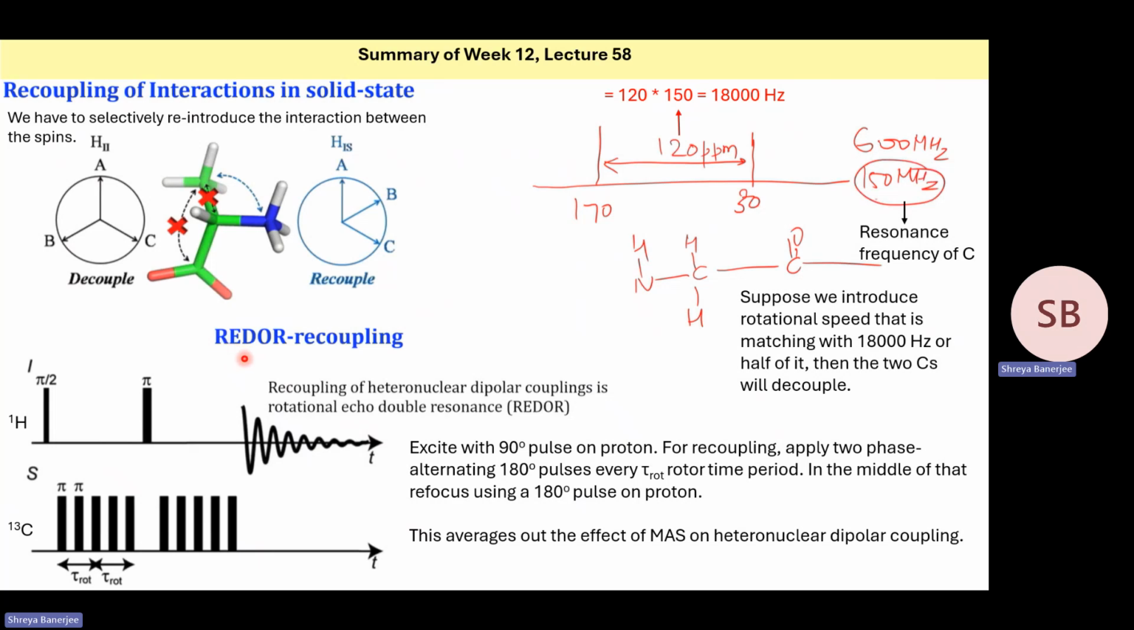So one method of doing that is called REDOR recoupling, or in full, recoupling of heteronuclear dipolar couplings is rotational echo double resonance. So REDOR stands for rotational echo double resonance. We will briefly discuss the pulse sequence.